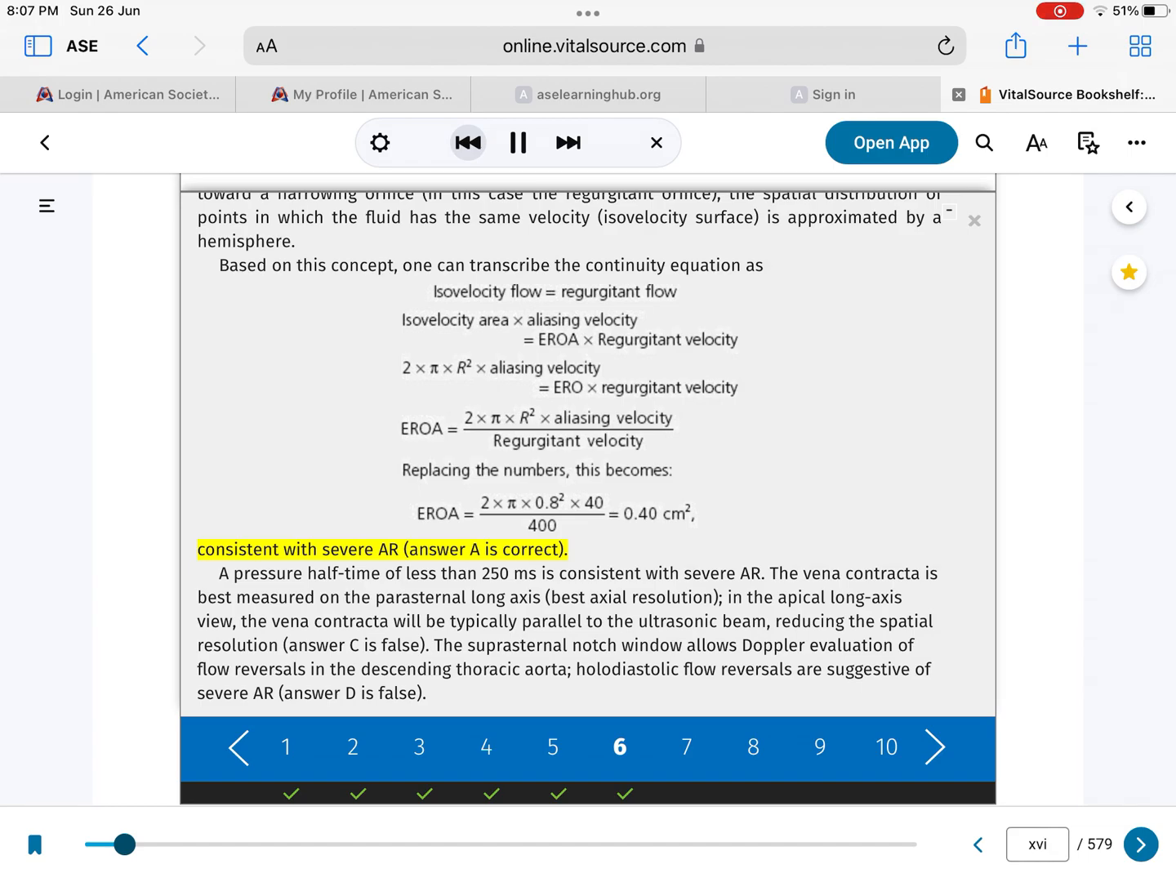Answer A is correct. A pressure half-time of less than 250 milliseconds is consistent with severe AR, so B is false. The vena contracta is best measured on the parasternal long axis, with the best axial resolution. In the apical long axis view, the vena contracta will be typically parallel to the ultrasonic beam, reducing the spatial resolution. Answer C is false. The suprasternal notch window allows Doppler evaluation of flow reversals in the descending thoracic aorta. Holodiastolic flow reversals are suggestive of severe AR. Answer D is false.